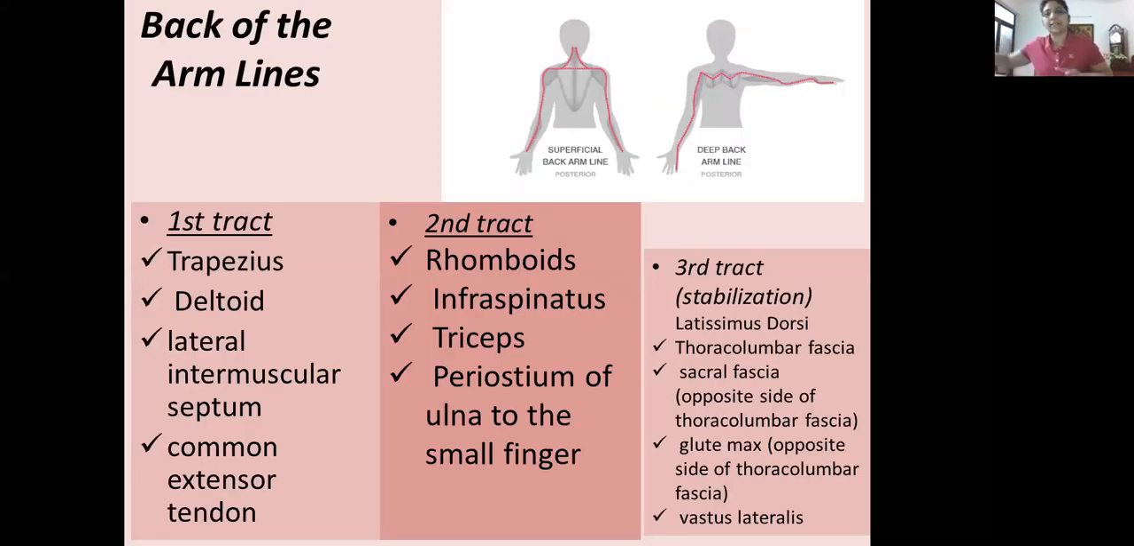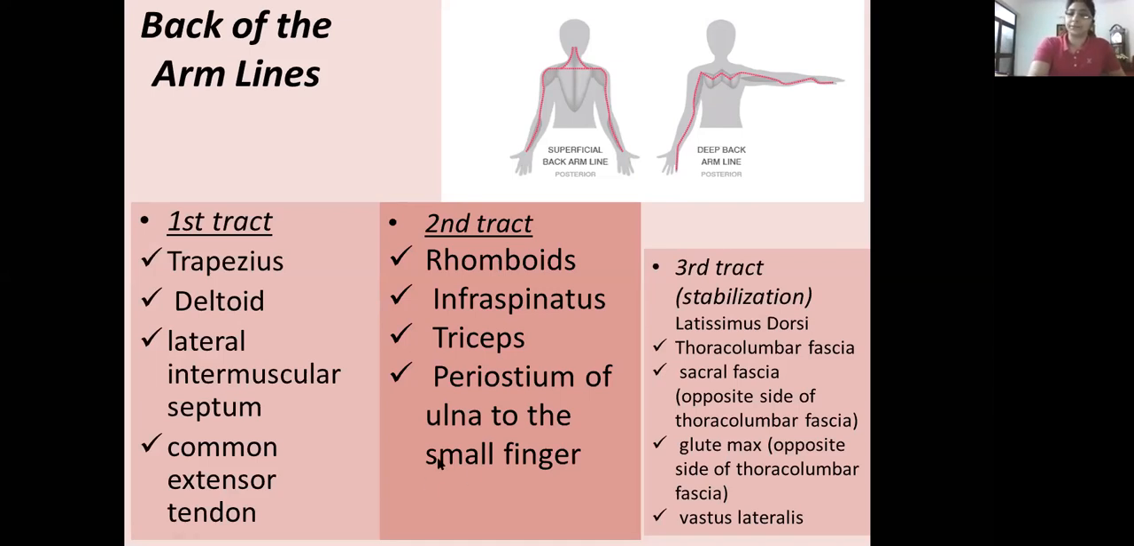Next, we have the arm lines separately because the leg lines are along with the anatomical body, the central body. And now the appendicular. Appendicular means the back arm lines. The first track goes from trapezius, then deltoid, the lateral intermuscular septum, the common extensor tendon, and the second track goes from the rhomboids. So it includes all the rhomboid muscles, infraspinatus, triceps, periosteum of ulna, and small finger.